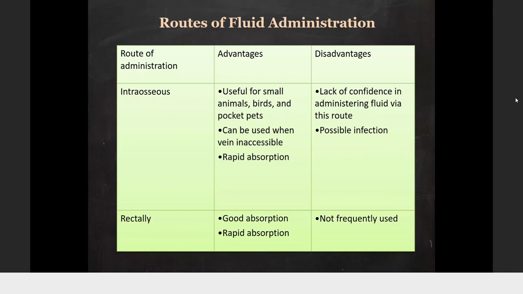Alright. The last one is the rectal route. The advantage is that it has good and rapid absorption, but normally people don't frequently use it. We use rectal if you want to do an enema, or give laxative in animals that are constipated. It's rare. Normally we don't use it to give fluids, although it has good and rapid absorption. Okay.